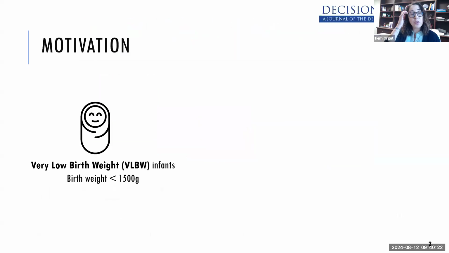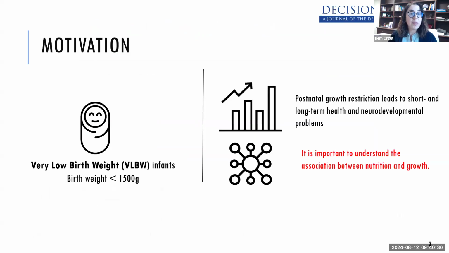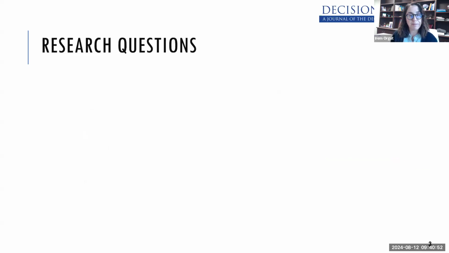In this study, we focus on premature infants of very low birth weight, which means they were born with a birth weight of less than 1,500 grams. Studies show that very low birth weight infants are at risk of postnatal growth restriction, which has short and long-term effects on health and neurodevelopmental outcomes in children. For this reason, it is important to understand how nutrition is associated with growth and how these associations may vary across infants based on infant characteristics and comorbidities.